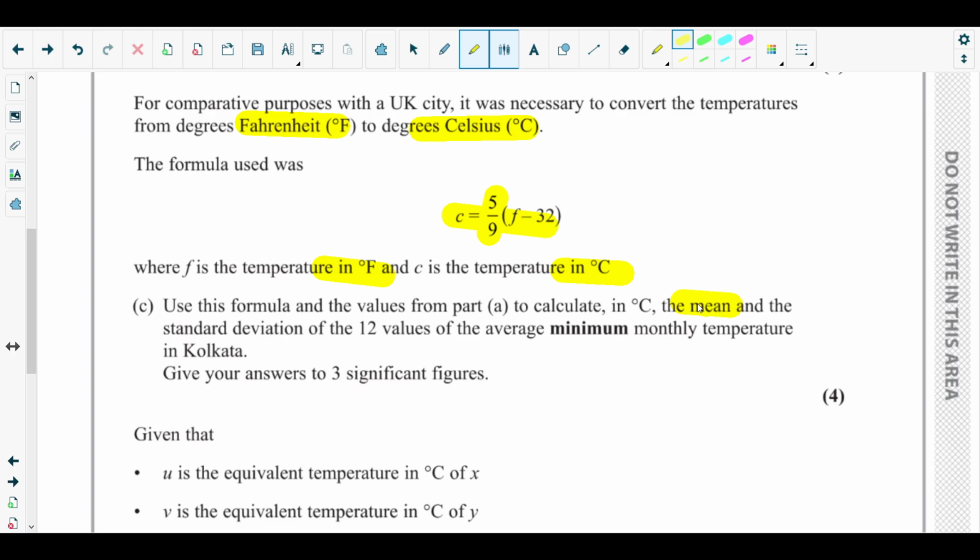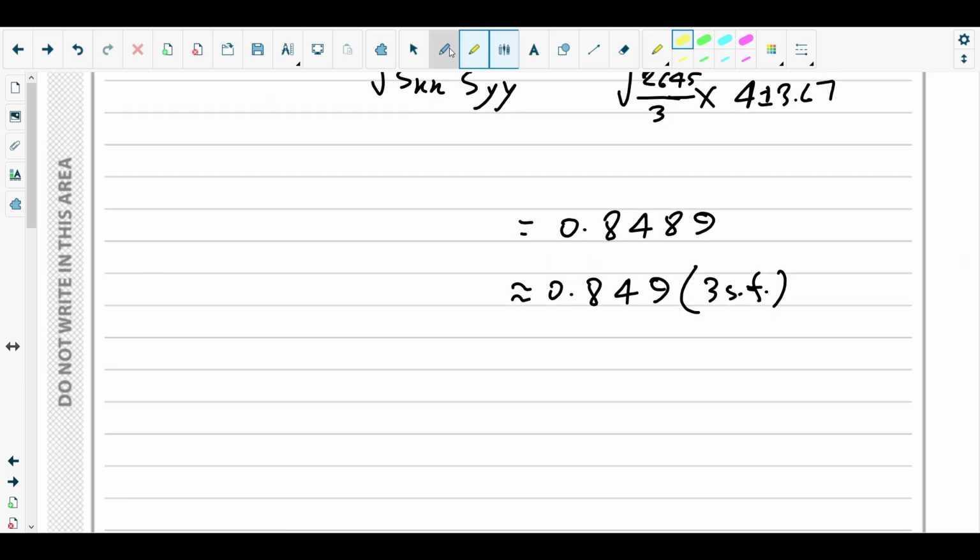We need to calculate the mean in degree Celsius and the standard deviation of the 12 values of the average minimum monthly temperature in Kolkata. Give your answers to 3 significant figures. So we need to find out the coded mean and the standard deviation. Let's do that. At first, for mean we can directly use the formula, right?